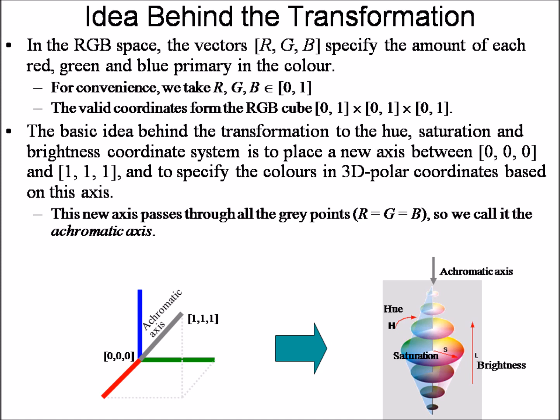So the basic idea behind the transformation to the hue, saturation and brightness coordinate system is to place a new axis between the 0, 0, 0 vector and the 1, 1, 1 vector. This can only be done if we take RGB belonging to [0, 1] as shown above. The purpose is to specify the colors in 3D polar coordinates based on the axis. The new axis passes through all the gray points, where R equals G equals B, so we call it the achromatic axis. The figure below will highlight the above process.